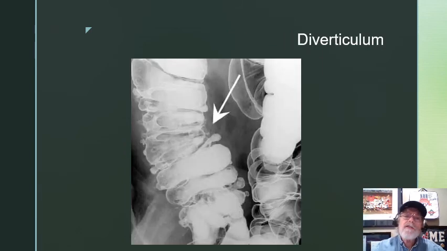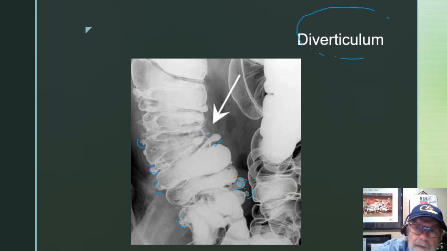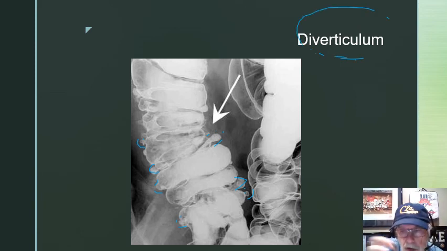Okay, and this is interesting also here. This is also the colon, and a couple things I want to show you. See that little pouch right there, and there's a little pouch right there, and probably a little one there, and there, and there. That's called a diverticulum. A diverticulum is a little pouch that comes off the intestine.